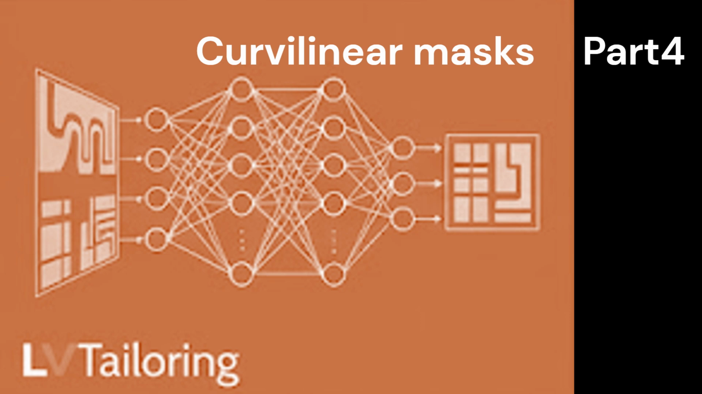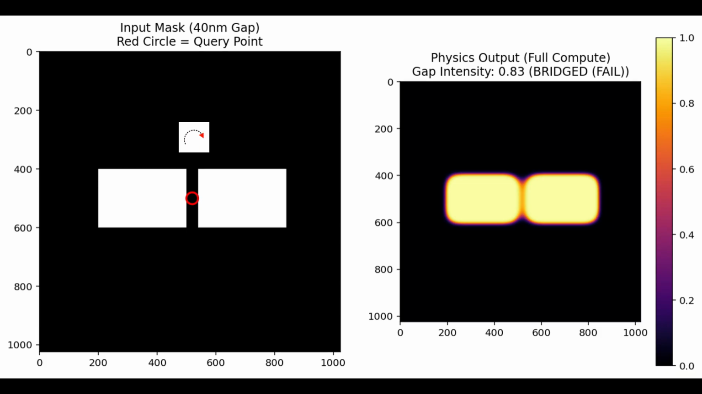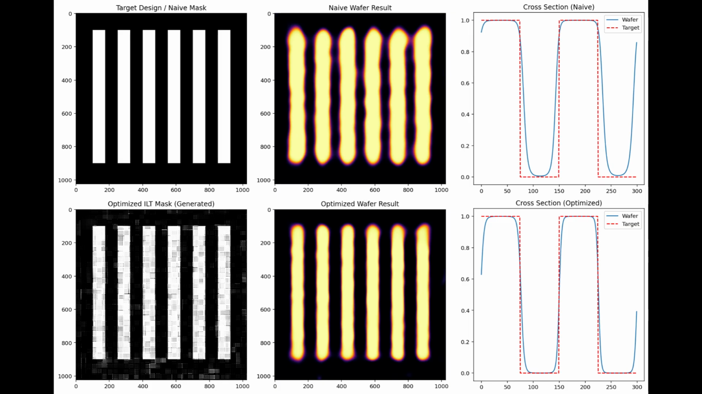Curvilinear masks. Part 4. Welcome to Part 4 of our Curvilinear mask series, where we transition from simulating light to the ultimate challenge of generating and optimizing a manufacturable mask. To create these advanced geometries, we run our DeepONet forward model in reverse, using gradient backpropagation to minimize the error between the simulated aerial image and the target design.